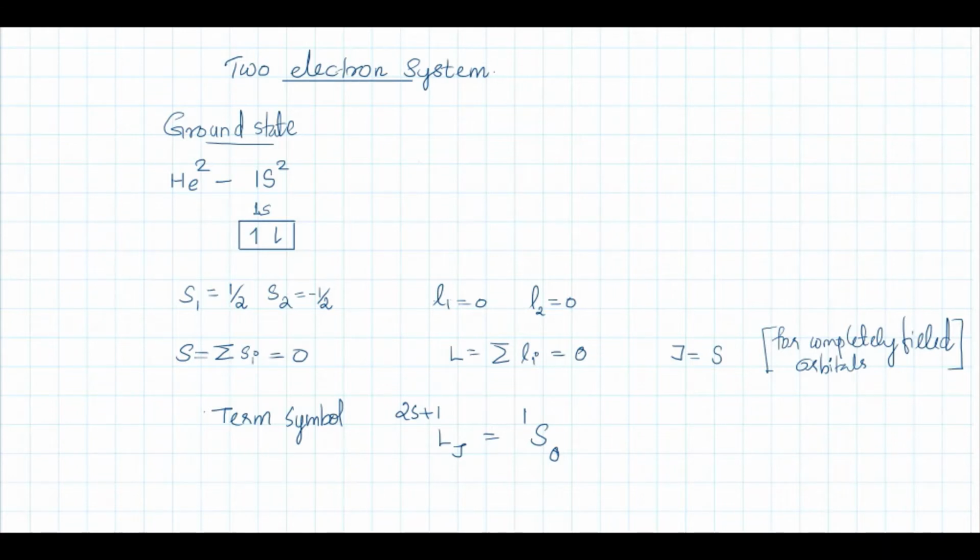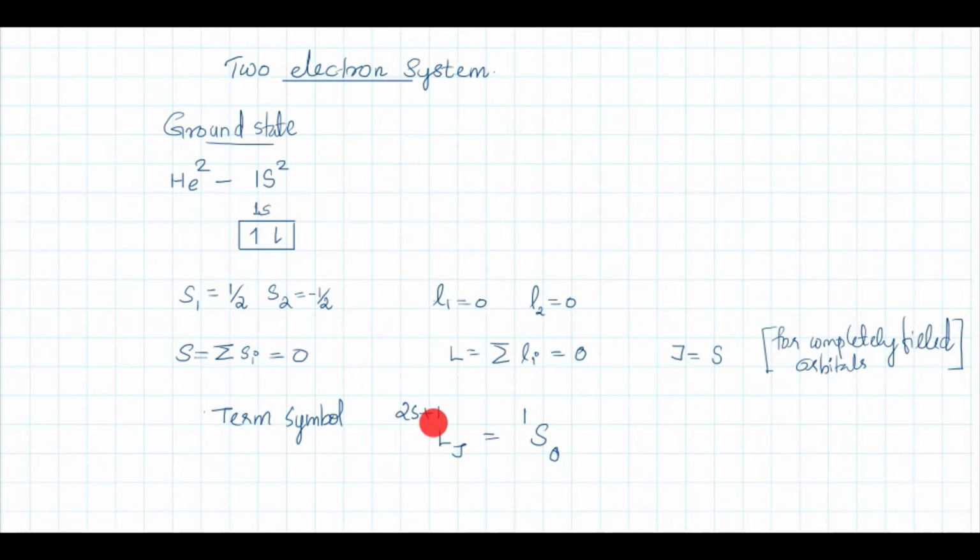So capital S is 0, capital L is 0, and J is simply S if you are considering a half filled or fully filled orbital. In the case of the ground state term symbol, when you are writing J, if it is a fully filled orbital or a half filled orbital, J will be simply S. And if it is a less than half filled orbital, J will be modulus of L minus S, and if it is a more than half filled orbital, J will be modulus of L plus S. That is the rule for writing the ground state term symbol.